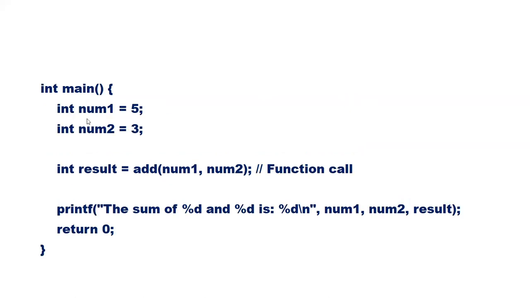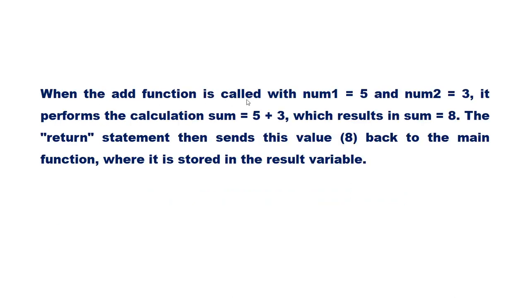If this is the main function, num1 is equal to 5, num2 is equal to 3, result = add(num1, num2). This is a function call. The function will execute and return the value to this point, and that value is stored in the variable result. When the add function is called with num1 equal to 5 and num2 equal to 3, it performs the calculation sum = 5 + 3, which results in sum equal to 8. The return statement then sends the value 8 back to the main function where it is stored in the result variable.